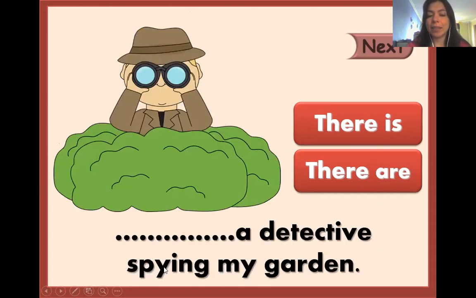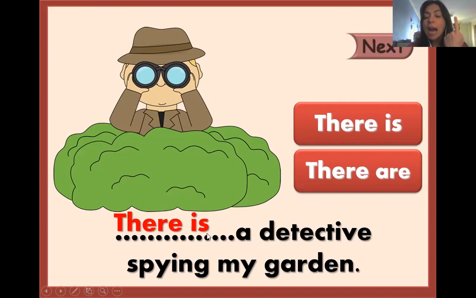A detective spying my garden. There is a detective spying my garden, or there are a detective spying my garden. Which option? Which is the correct option? There is. There is, because it's only one detective. Okay, only one. There is a detective spying my garden. Hay solo un detective, no hay muchos detectives espiando en mi jardín. Hay solo uno, dice, hay un detective, a detective.